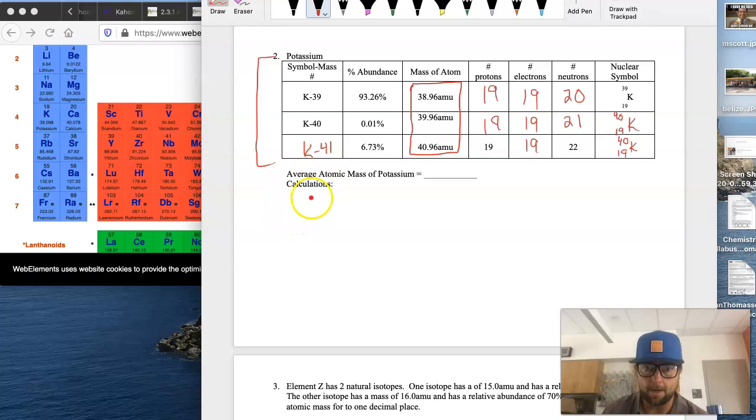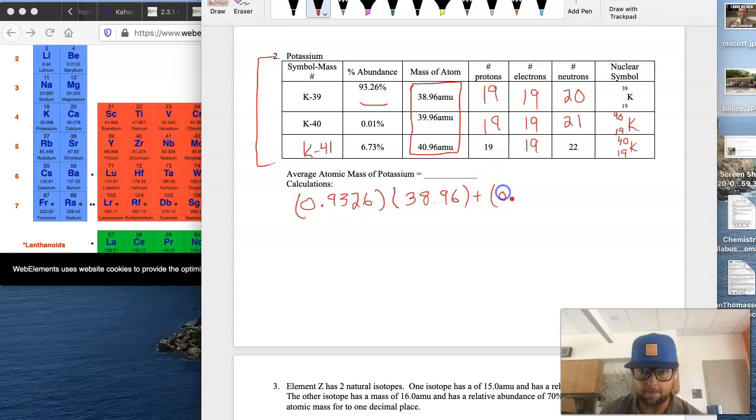So what we have to do is a weighted average and say the percentage turned into a decimal, which is 0.9326. It's another way of saying 93.26% is the main potassium isotope, and then multiply that by its atomic mass, which is not exactly 39, it's 38.96. If we do that for each of the three potassiums, be careful with your decimal places.